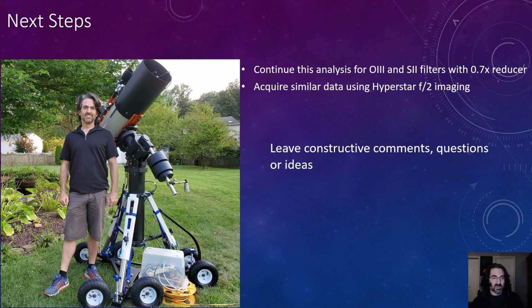So that kind of wraps up what I have for today. Some of my next steps are I have the data. I'll continue this analysis with the oxygen and sulfur filters with the 0.7 reducer. And whenever I get clear nights again, I'll go out and do some of this similar data using the HyperStar and F2 imaging to see if we get similar results.